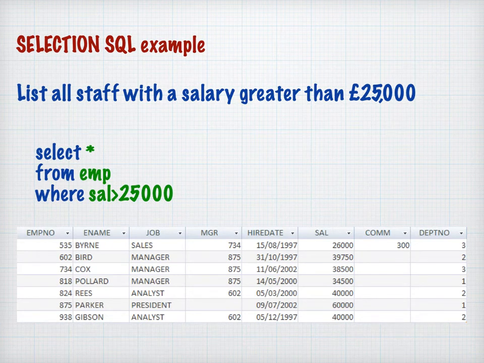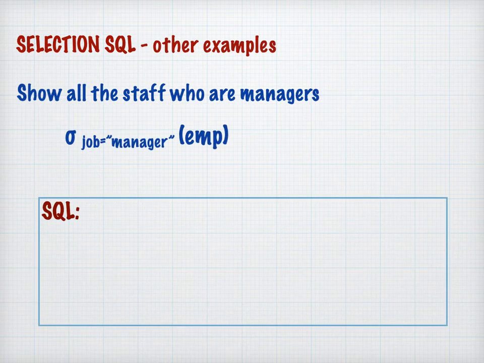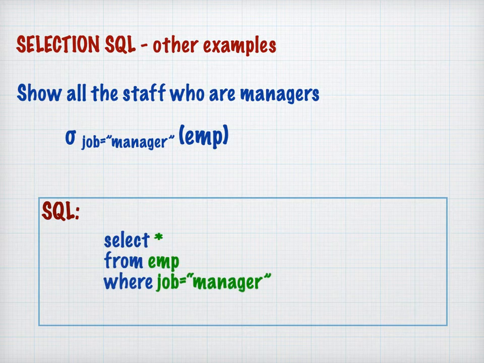So let's do the other examples. There was show all the staff who are managers, and you can see there that's how it's expressed in relational algebra. So we know it's going to be the EMP table. We know we're going to show all the columns, so it's going to be select star from EMP. But the difference here is we have to attach a condition. We're going to attach the condition after the where clause.